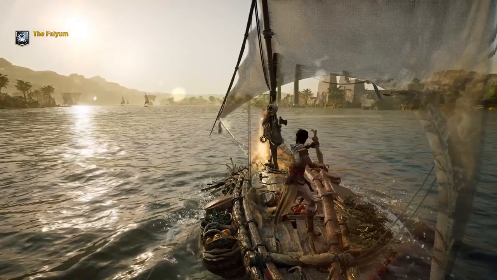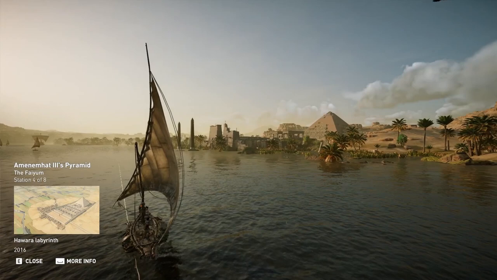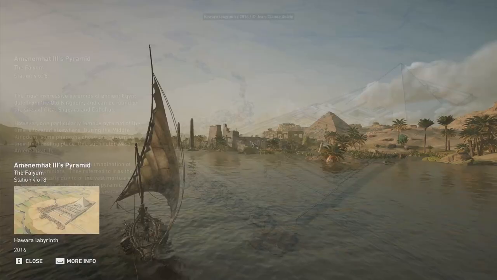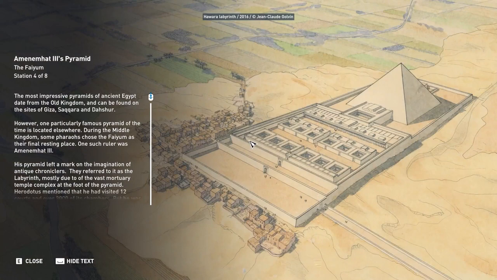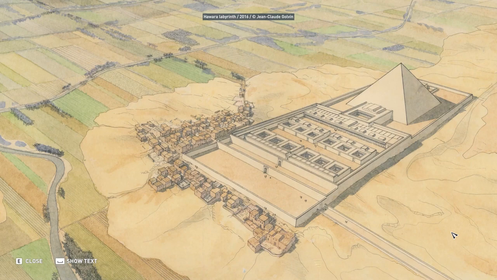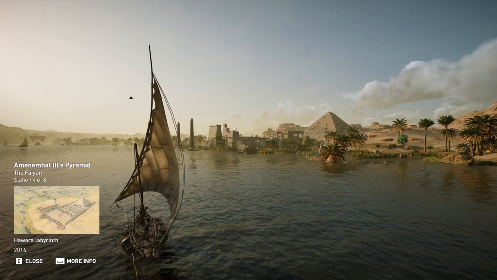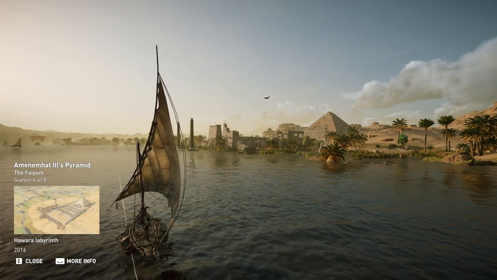The most impressive pyramids of ancient Egypt date from the Old Kingdom and can be found on the sites of Giza, Saqqara, and Dahshur. However, one particularly famous pyramid of the time is located elsewhere. During the Middle Kingdom, some pharaohs chose the Fayum as their final resting place. One such ruler was Amenemhat III.